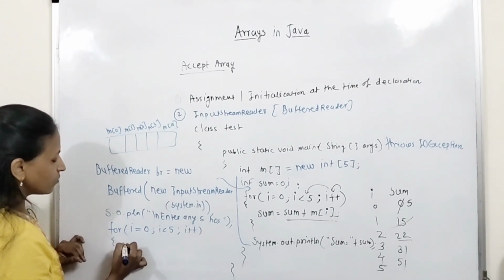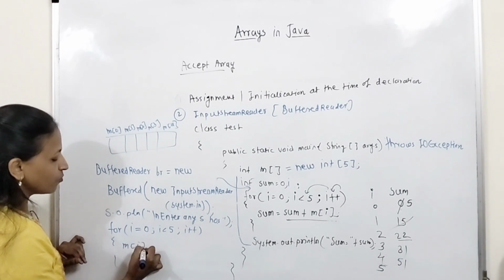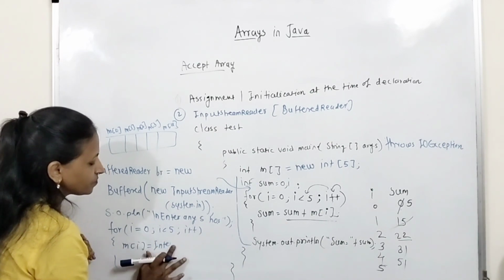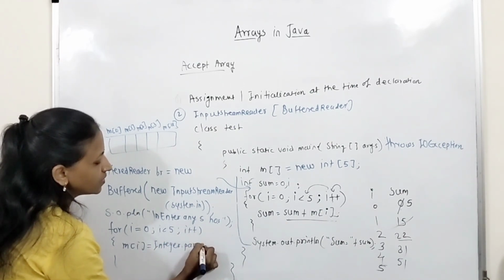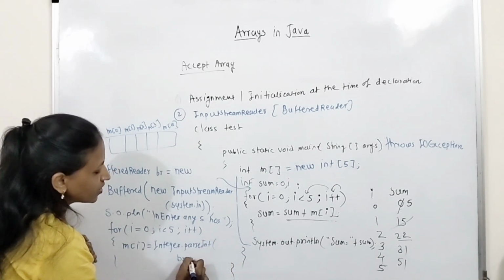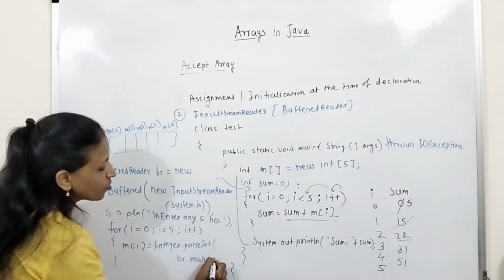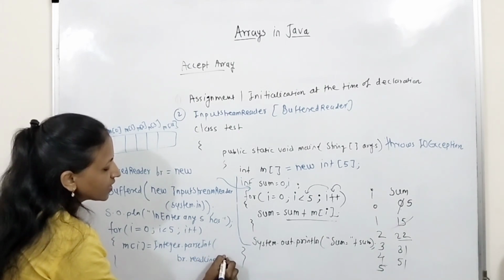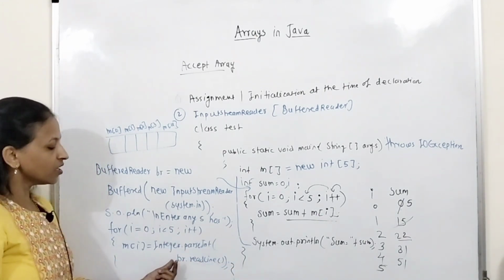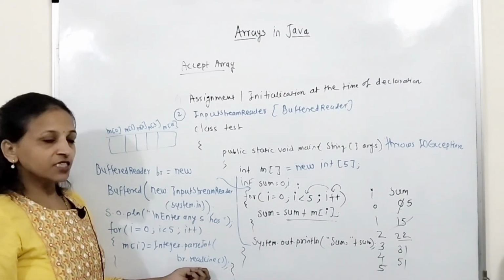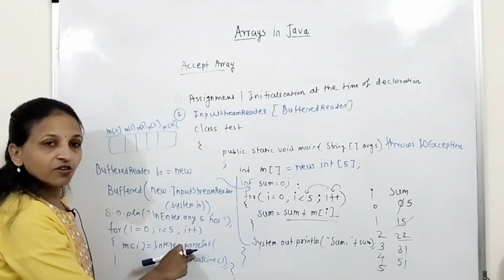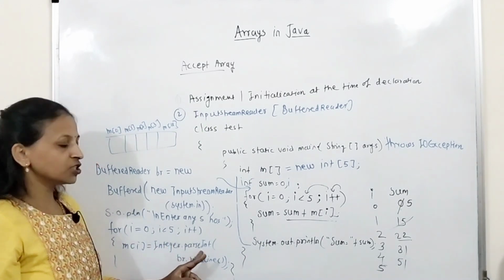Now the element is m of i, m of 0 equal to Integer.parseInt, and in brackets you have to pass br.readLine, with r small and L capital. This is a method, that's why you have to place parentheses after readLine. See what will happen here. First br.readLine will be executed, meaning whatever the user enters, that first number will be caught and converted to integer because of Integer.parseInt.